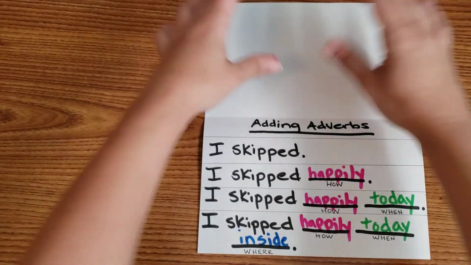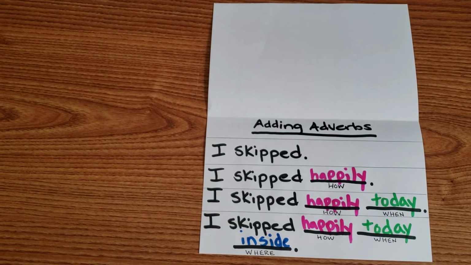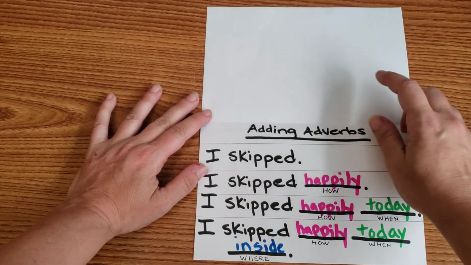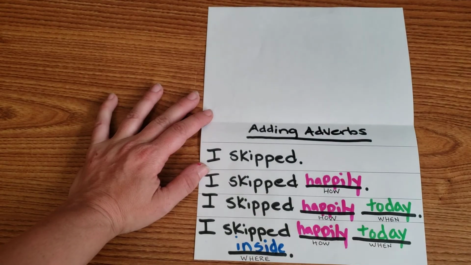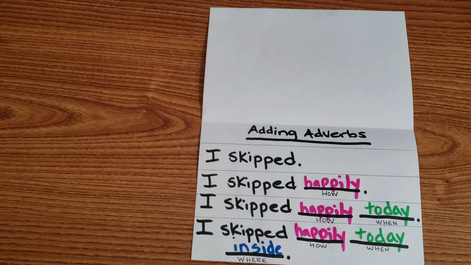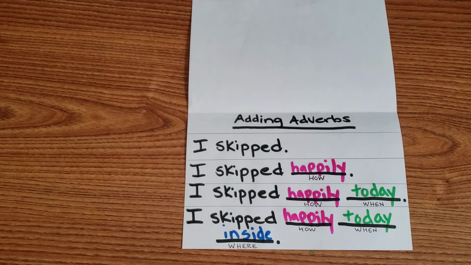So you'll notice up here is blank. On your paper, it's not going to be blank. That's where you're going to draw a picture for me, right? You're going to draw a picture of your sentences. So I would draw a picture of myself skipping happily today inside. So I'd be inside the house. I'd have a big smile, right? Because I'm skipping happily today inside the house. All right, so that is your adverb practice assignment for today.